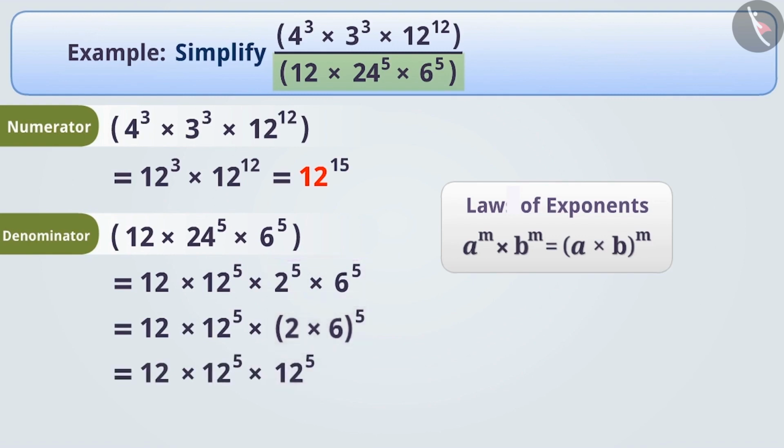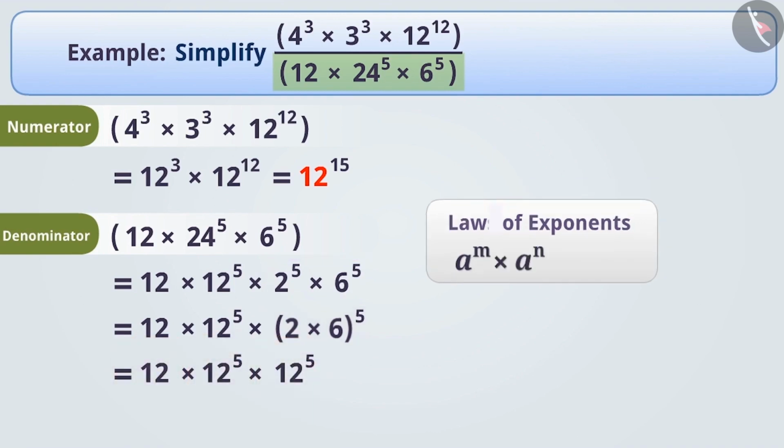Since the base of all the numbers is 12, we can use the law a to the power of m into a to the power of n is equal to a to the power of m plus n, to write 12 to the power of 1 into 12 to the power of 5 into 12 to the power of 5 as 12 to the power of 1 plus 5 plus 5, which is equal to 12 to the power of 11.